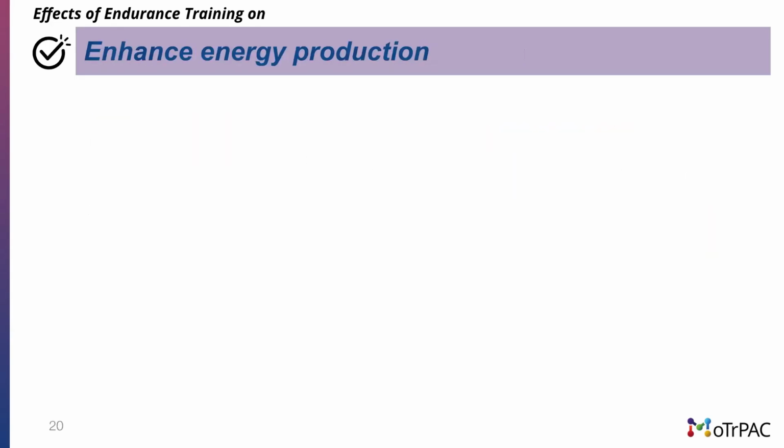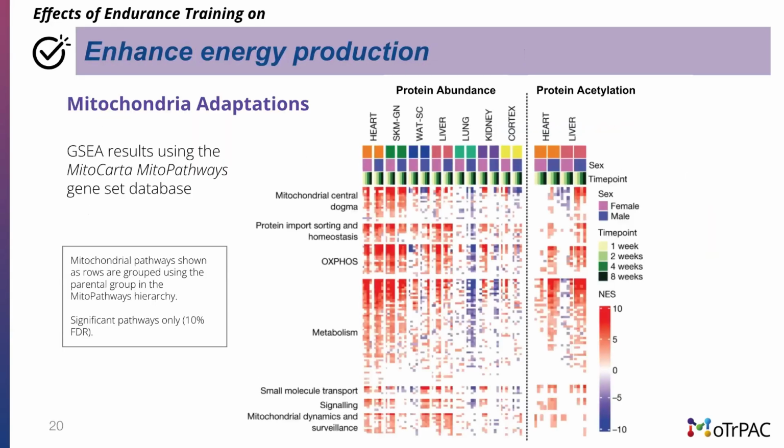Yeah, I love it. All right, so the final highlight of this paper is of course the enhanced energy production, the mitochondrial adaptations. Here, as you can see, we are showing a heat map of the differential abundance across the different tissues, both sexes and the different time points. And of course, you can see that in skeletal muscle and heart, the abundance of proteins expressed in mitochondria is increasing.